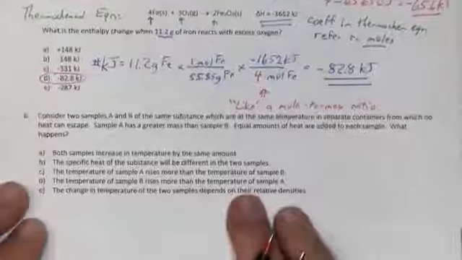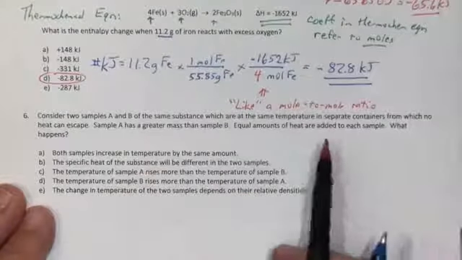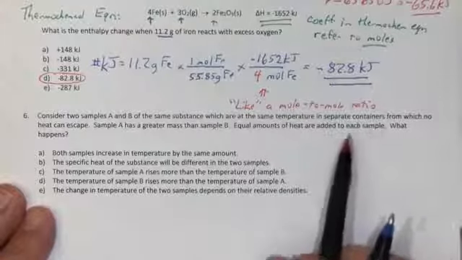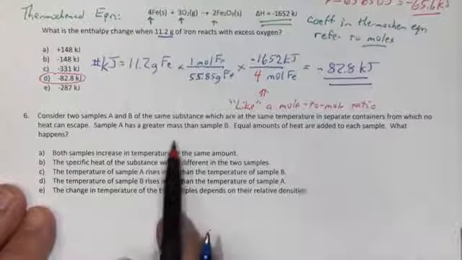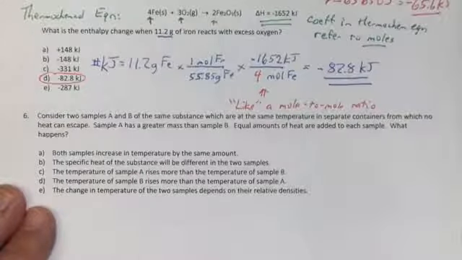Question number 7 says, consider 2 samples A and B of the same substance which are at the same temperature in separate containers from which no heat can escape. Sample A has a greater mass. Equal amounts of heat are added. What happens in this case?